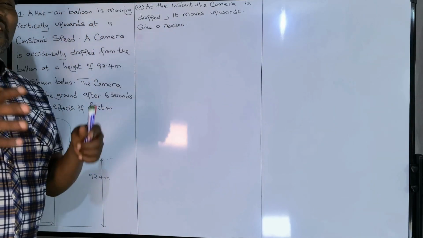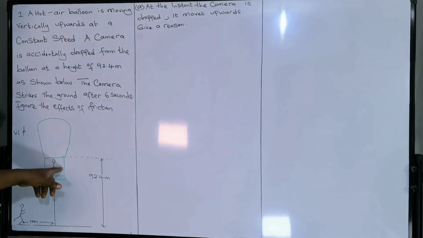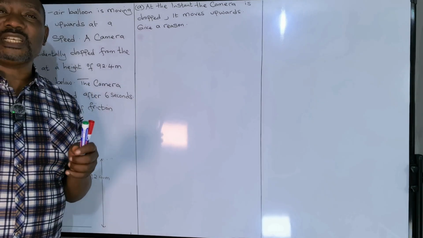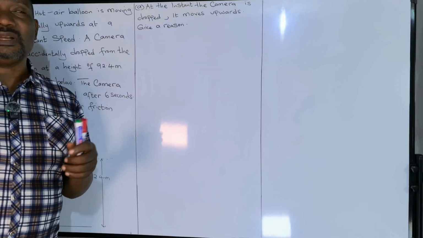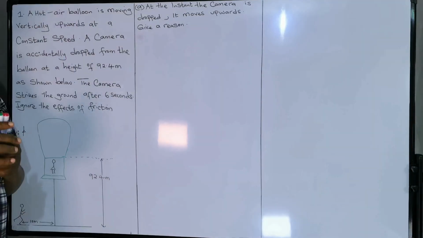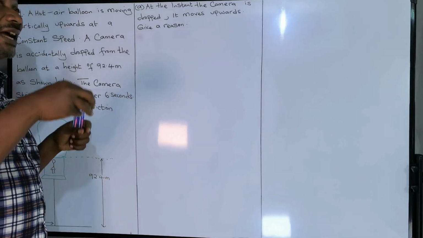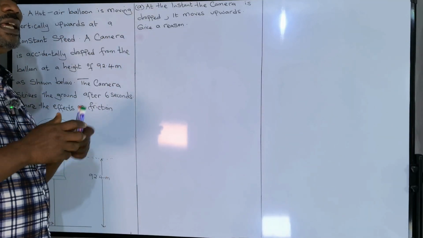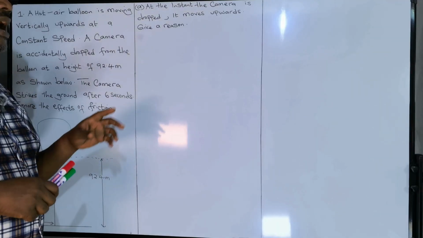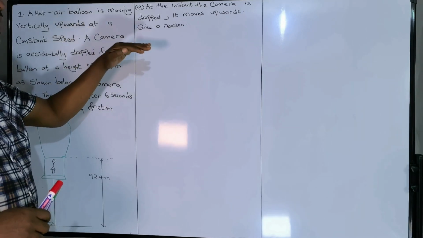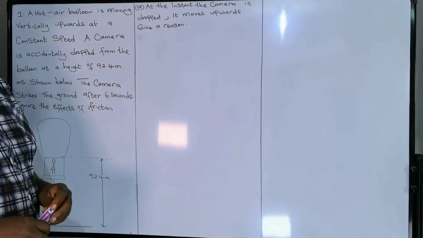Give a reason. What actually is happening is that somebody is inside the balloon, which is going upwards, and somebody is dropping the camera. So ideally, we would expect the camera to be going downwards. But they say the camera initially goes upwards. Why? The reason is that the camera, because it is coming from inside the balloon, takes up the velocity of the balloon. And the velocity of the balloon is VI and upwards.